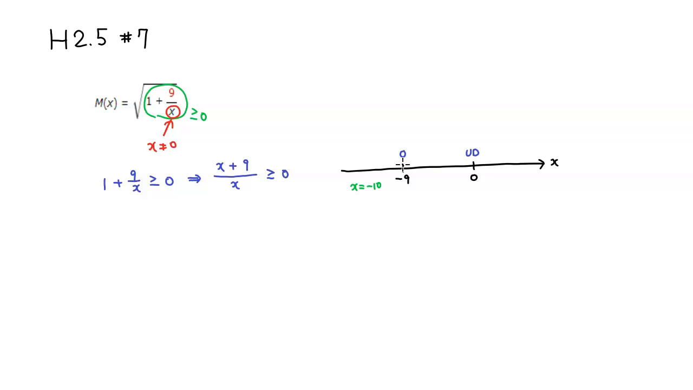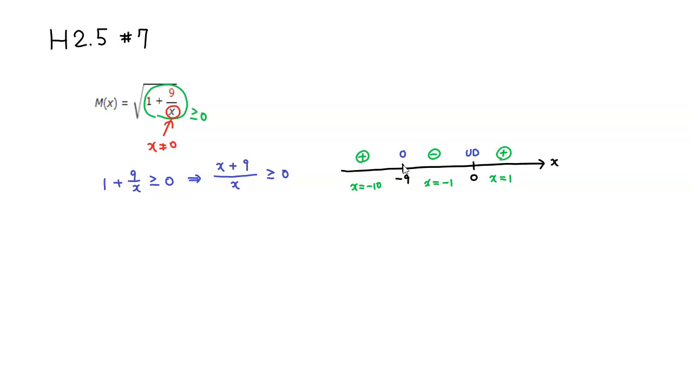If you plug in negative 10 for x, negative 10 plus 9 is negative 1, over negative 10, so negative divided by negative is positive, which is what we want. How about between negative 9 and 0? We can try x equals negative 1. Negative 1 plus 9 is positive, over negative 1, so it's going to be negative, which we do not want. Anything bigger than 0, I'll try x equals 1. 1 plus 9 is 10, over 1 is positive. So this is what we want.